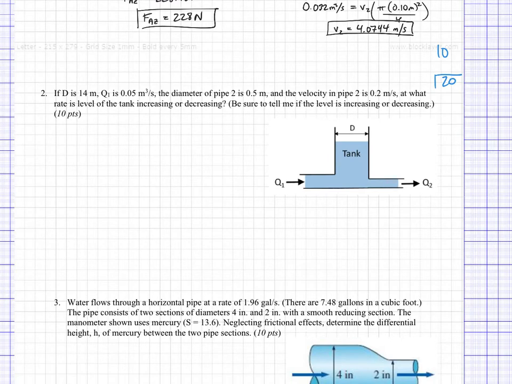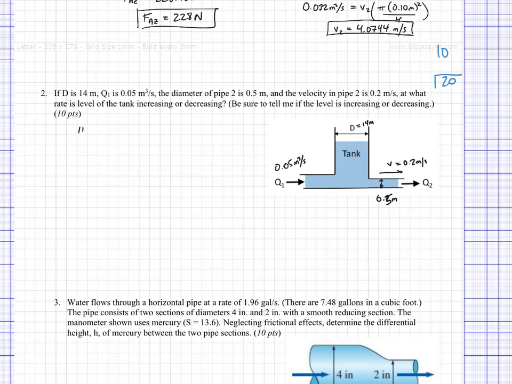Let's see, we've got, if D is 14 meters, Q1 is 0.05 cubic meters per second. Q2, well, let's see, we gave you this instead. Q2 is, the diameter of the pipe is 0.5 meters, and the flow rate is 0.2 meters per second. At what rate is the level of the tank increasing or decreasing? Okay. So let's figure this out.